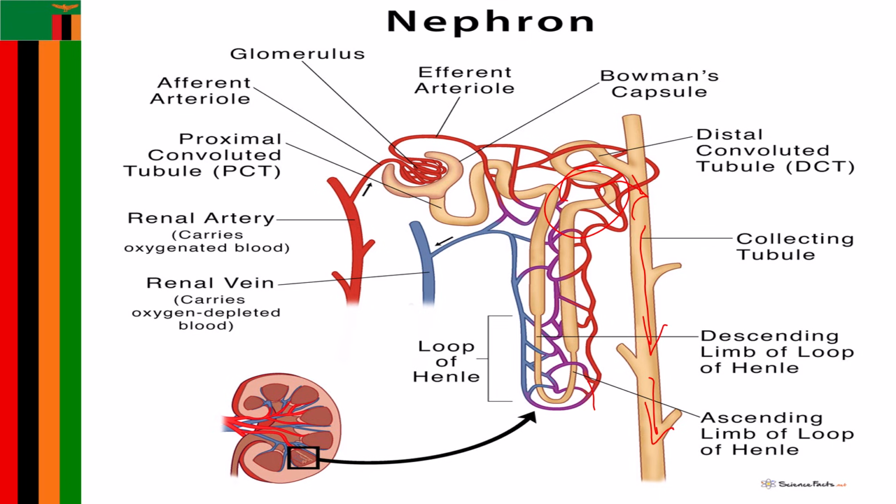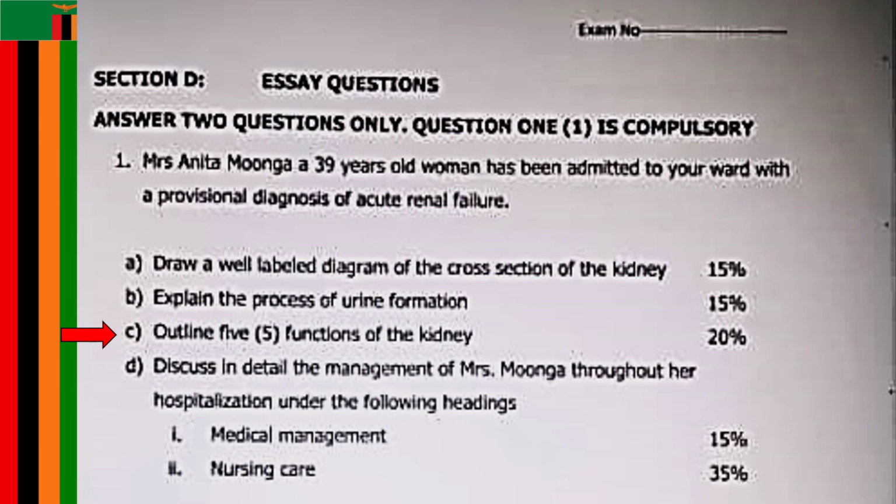In the question that we are looking at, you just need to explain the 4 stages. You write the heading for each stage and give an explanation in a correct orderly manner. Is it a bit clear on the process of urine formation? The next question, wastes.